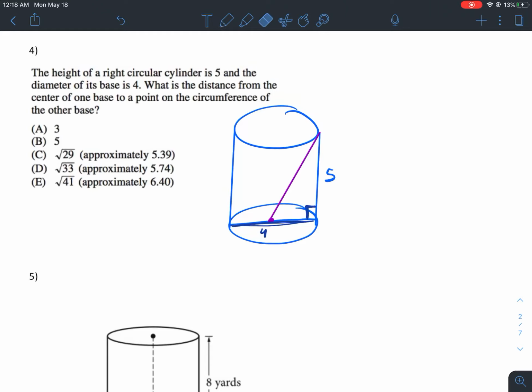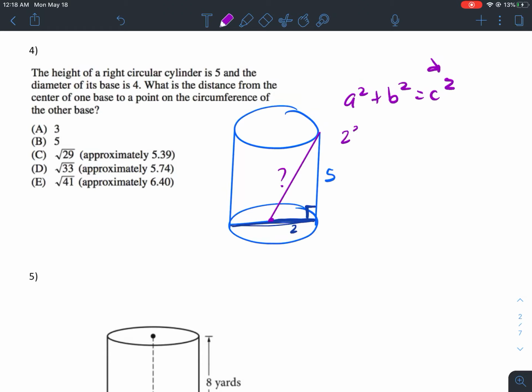And if the diameter is 4, the radius is going to be 2. And the radius is actually going to be the base of this triangle here. And what they're asking for is this distance. What's that distance? Well, we know we can use a right triangle to find distance, right? A squared plus B squared equals C squared, where C is the hypotenuse. Don't forget that.